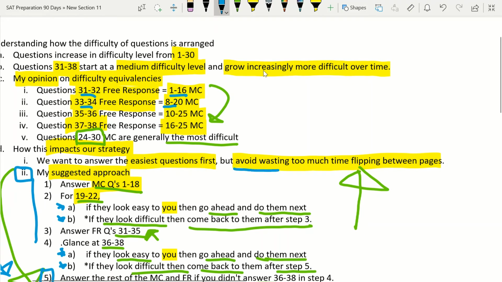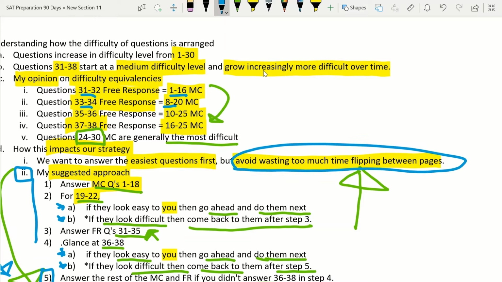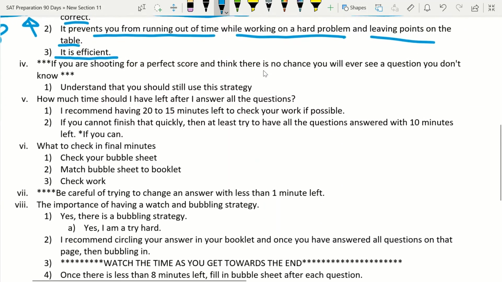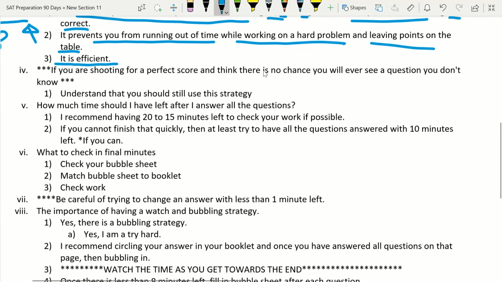So keep in mind that it is a balance, right? It's a balance between avoiding spending too much time flipping between the free response and multiple choice and answering those easier questions first. So I feel like this is the best way to balance it. That's what I would recommend. That's what I would do if I were taking the SAT again.